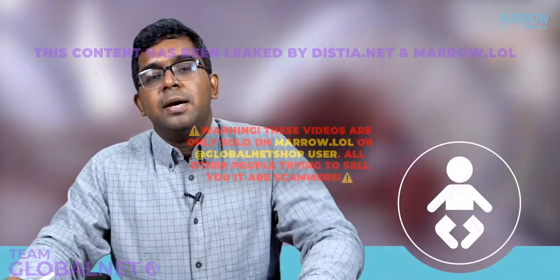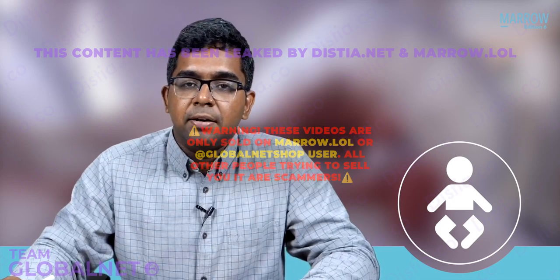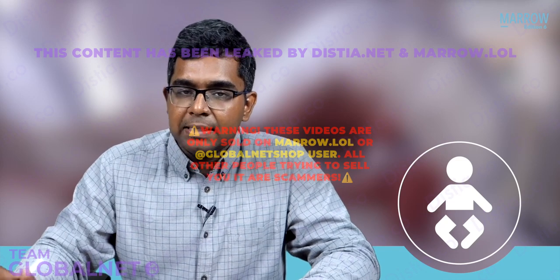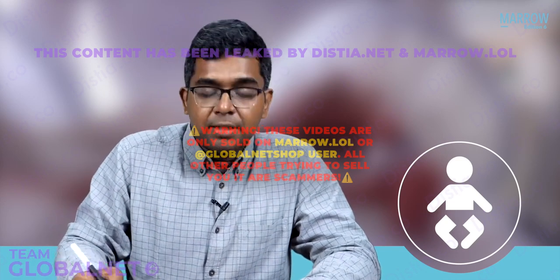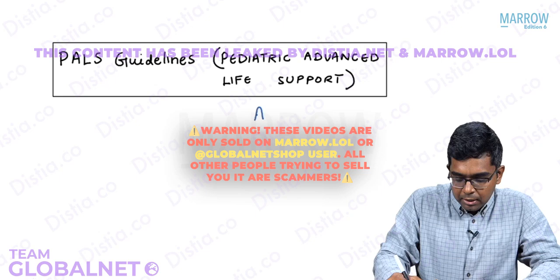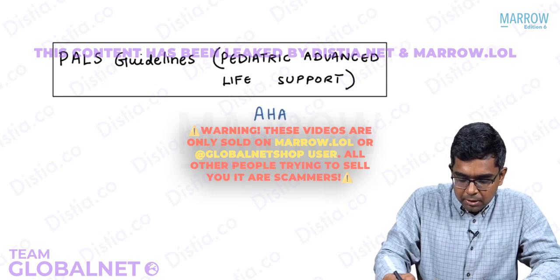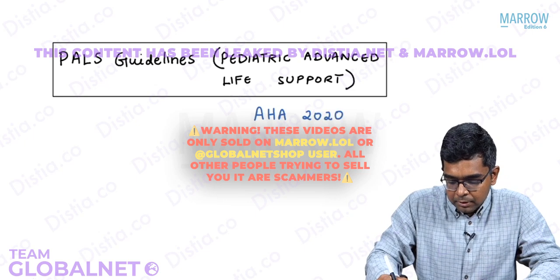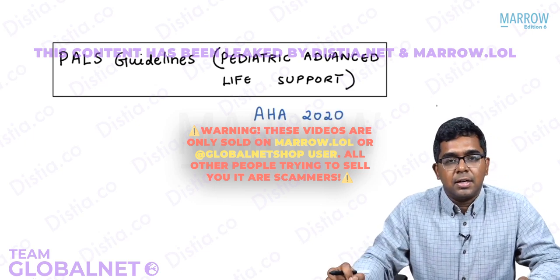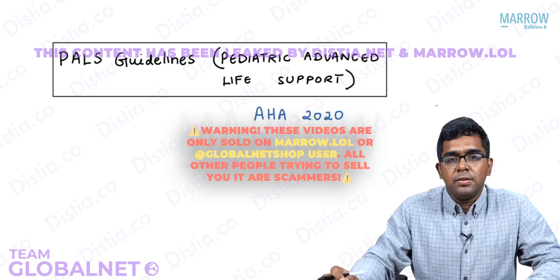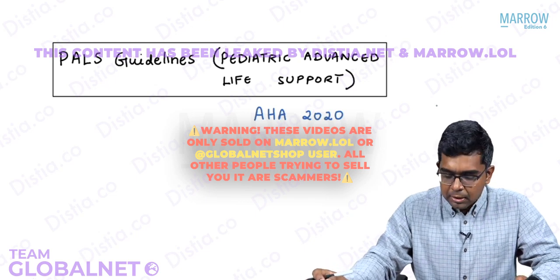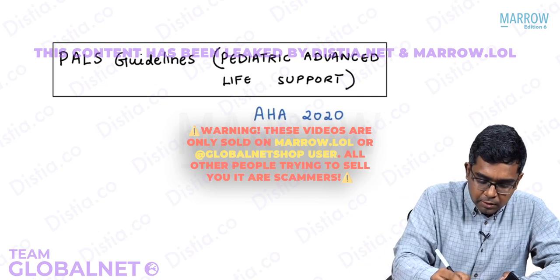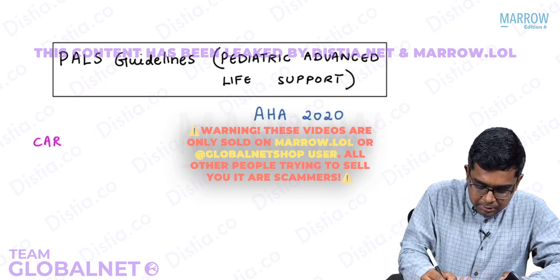In this module, I am going to discuss the Pediatric Advanced Life Support guidelines, or PALS guidelines. This is in accordance with the latest set of guidelines given by the AHA, the American Heart Association, in the year 2020. Now let us start discussing that. When are you supposed to start advanced life support in pediatrics? It is during situations of cardiopulmonary arrest.